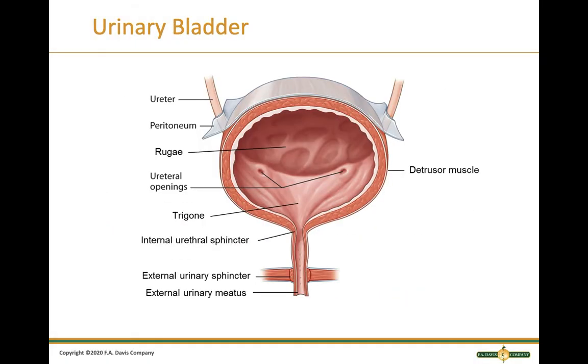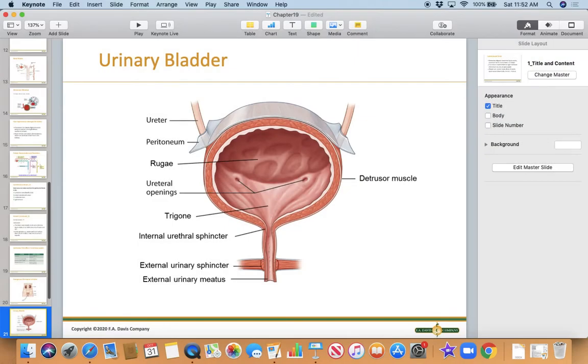Alright, so if we look at the muscles in the bladder, most of them are smooth muscles, so they're involuntary. There are two sphincters. There's an internal urethral sphincter, which is smooth muscle, and the external urethral sphincter, which is skeletal muscle. So this is the one we can control.